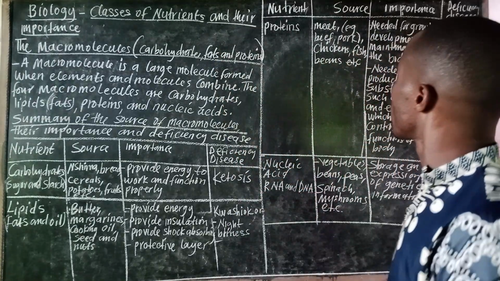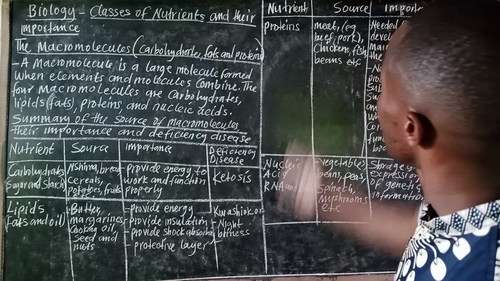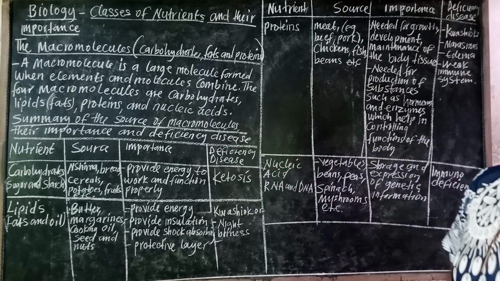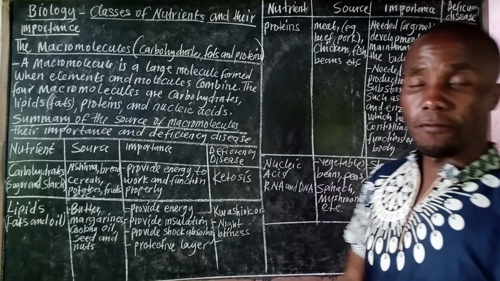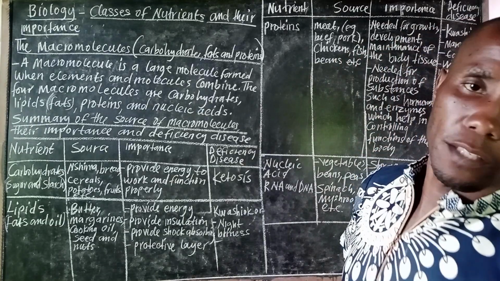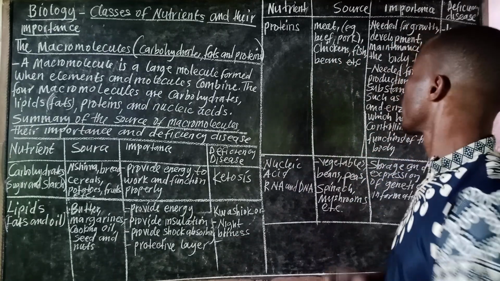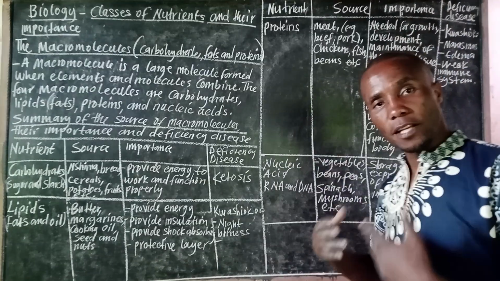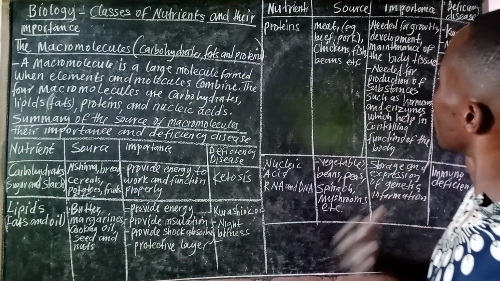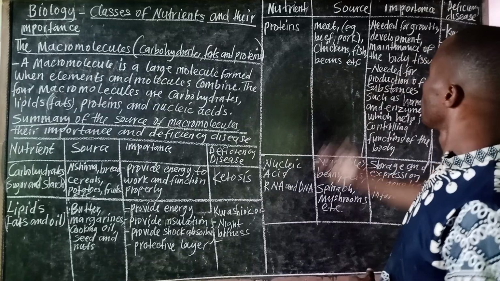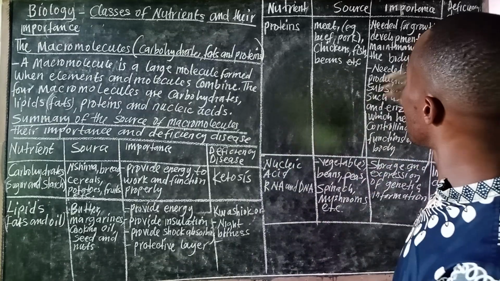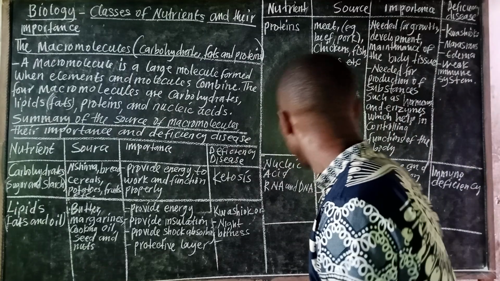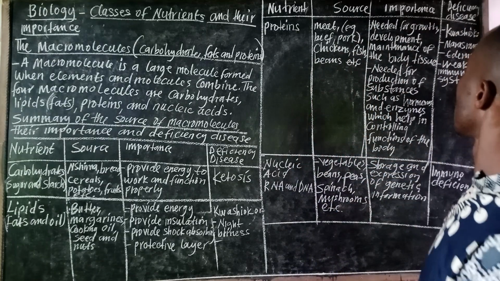Then we go to other nutrient, which is proteins, which is also micromolecule. So source of proteins, meat, e.g., we can talk of beef, pork. So beef, you can get proteins from there. Pork, you can get protein from there. Then chickens also provide proteins. Then fish also gives proteins. Then beans also gives what? Proteins, etc., etc.